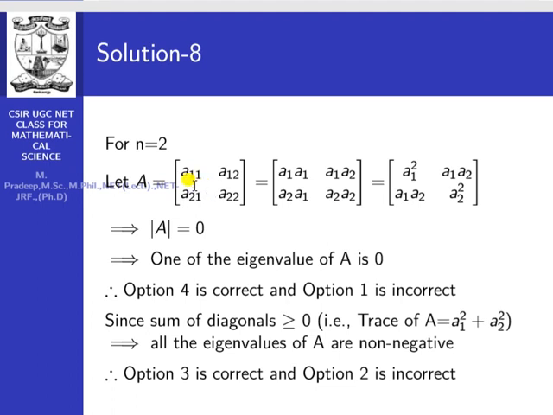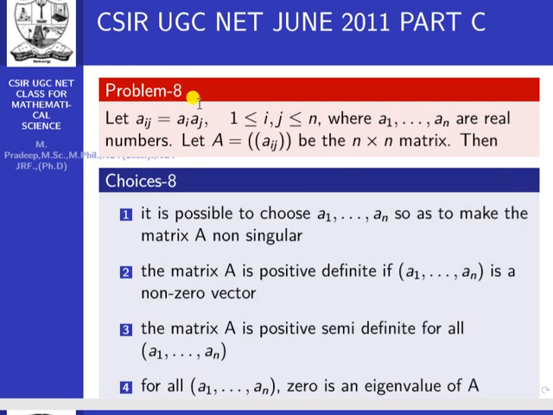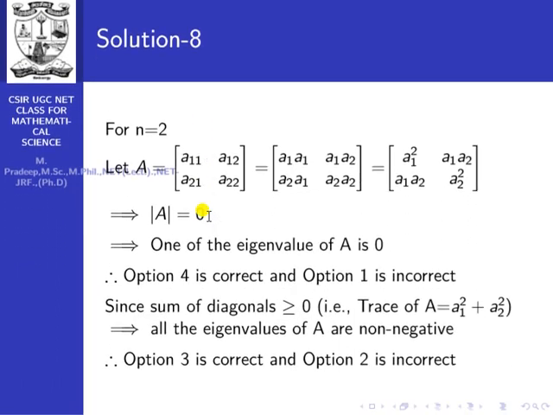A equal to a11, a12, a21, a22. What is the definition given? Aij equal to ai into aj. So a11 is a1 into a1, a1 square. a12 is a1 into a2. a21 is a2 into a1, which is nothing but a1 a2. a22 is a2 into a2, a2 square.